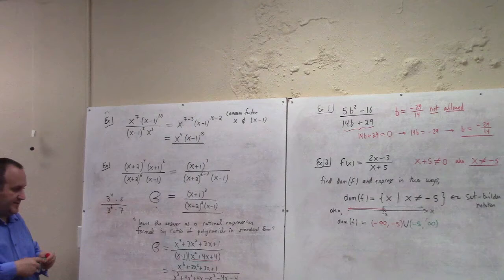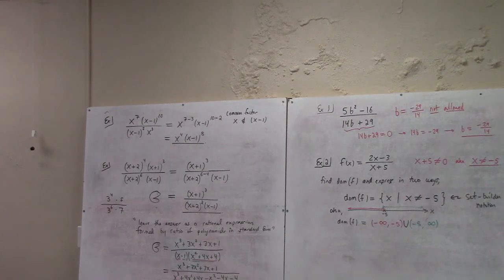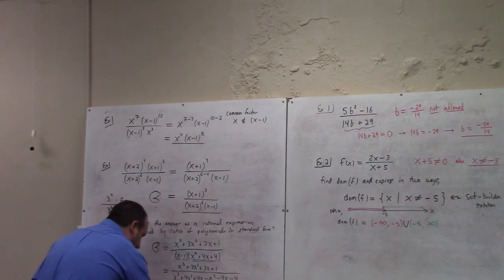And I'm still not done, right? Because I'm supposed to write the answer as the ratio of polynomials in standard form. Are the polynomials in standard form yet? Well, the numerator is, right? X cubed plus 3x squared plus 3x plus 1. That's in standard form. But what about the denominator? Exactly. We had to combine. We had to collect like powers. And once we've done that, we're good to go.